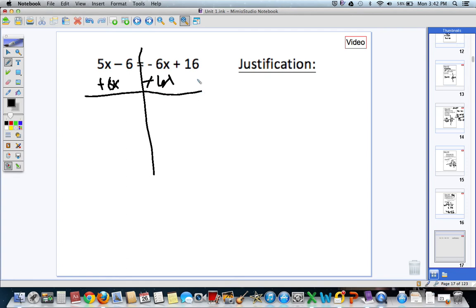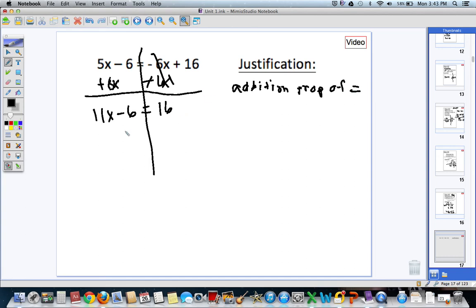First, I'm going to solve this, and we'll write our justification. Negative 6x plus 6x, that's going to give me 0. On this side, I'm left with a 16. And my equals. 5x plus 6x gives me 11x. I still have my minus 6. For this step, we are adding on both sides, so this was the addition property of equality from our notes from last night.